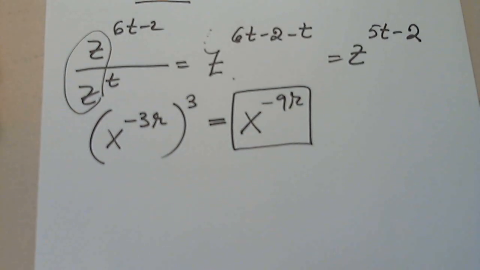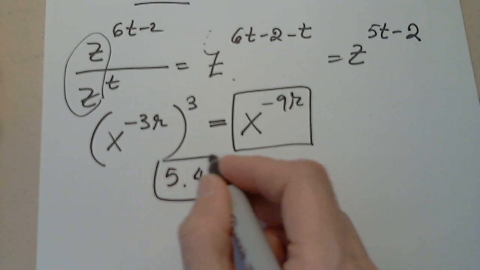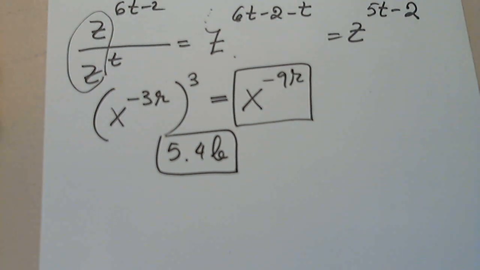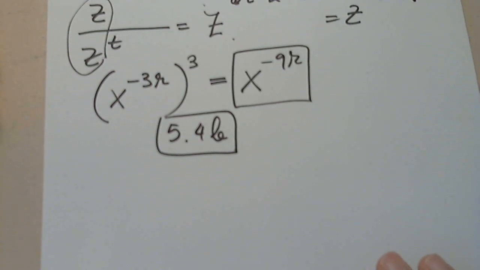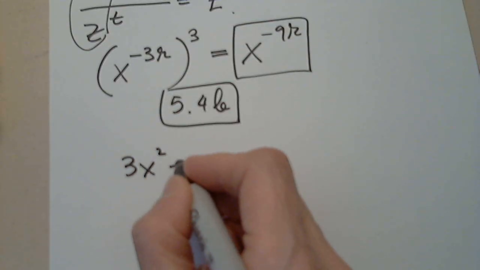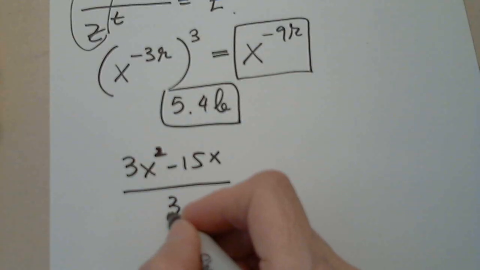Now in the next section of practice, which is 5.4 part B, things, as I mentioned and Rachel said so, are getting hairy now. Okay, so please pay attention. Please stop me for any question. So I have 3x squared minus 15x divided by 3.